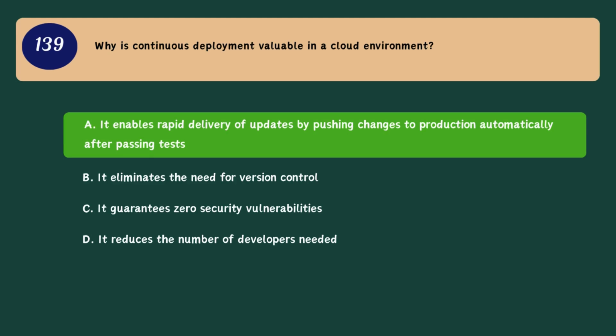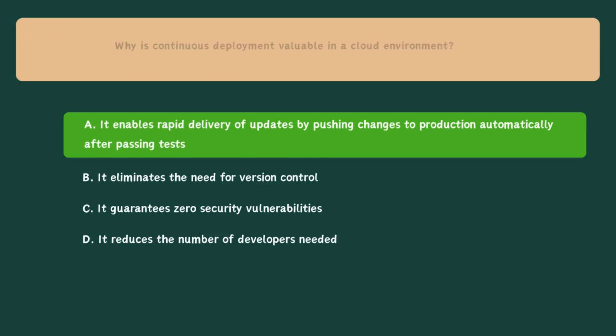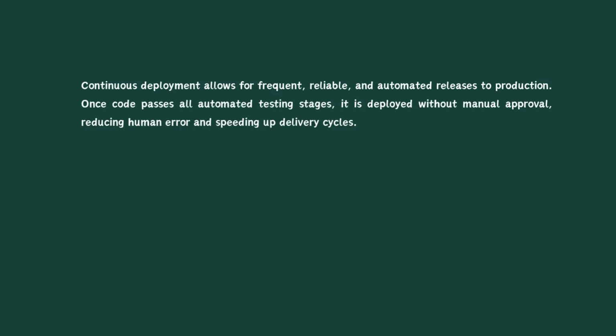Correct answer. A. It enables rapid delivery of updates by pushing changes to production automatically after passing tests. Continuous deployment allows for frequent, reliable, and automated releases to production. Once code passes all automated testing stages, it is deployed without manual approval, reducing human error and speeding up delivery cycles.